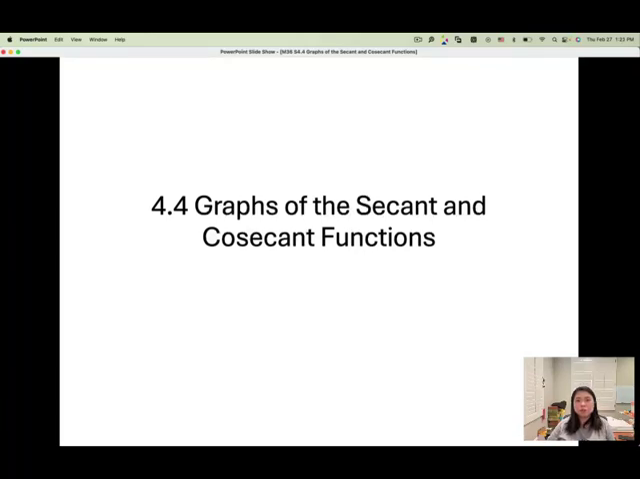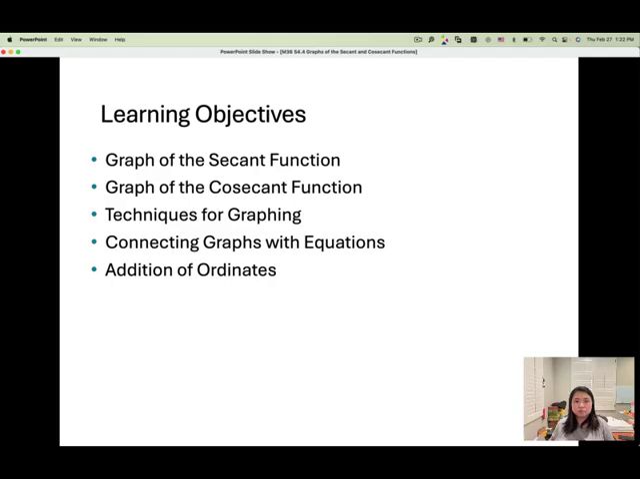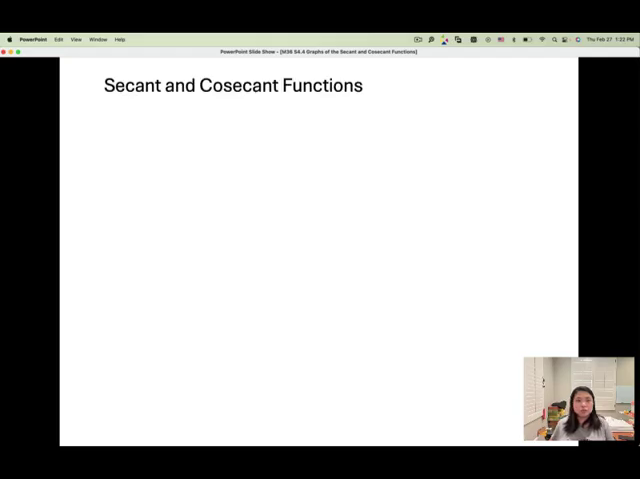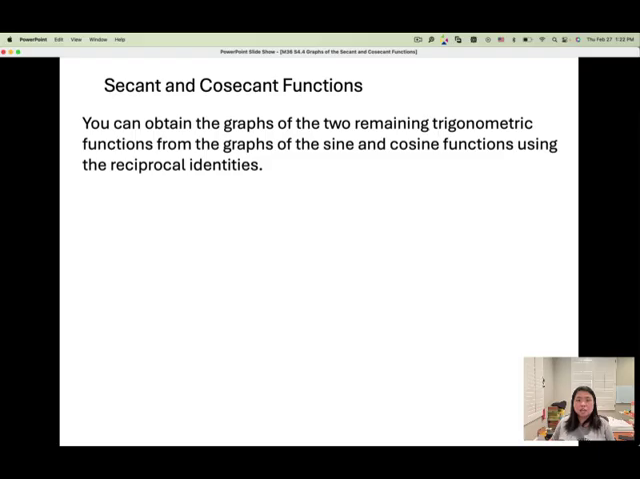Section 4.4, graphs of the secant and cosecant functions. In this session, we're going to learn how to graph the secant and cosecant functions. You can obtain the graph of the two remaining trigonometric functions from the graph of the sine and cosine functions using the reciprocal identities.